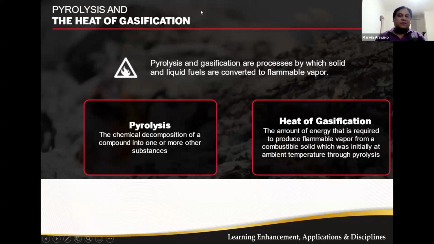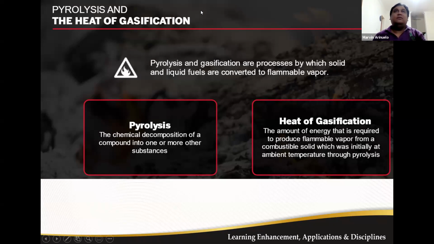So what happens here is that a solid combustible material will be heated in the form of pyrolysis, which will generate vapor to support the flaming combustion. Another term is heat of gasification, which is the amount of energy required to produce the flammable vapor from a combustible solid which was initially at an ambient temperature through pyrolysis. Okay? So this is also a process of converting solid to vapor. So that is heat of gasification.